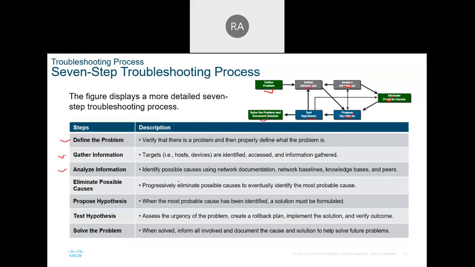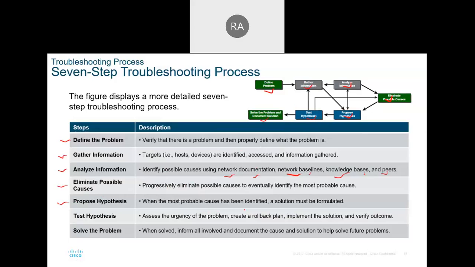Analyze the information. So you have to identify possible causes using your network documentation, your network baseline, knowledge bases, or peers. You ask questions from people around you: okay, have you been through this before, and so on and so forth. Then you eliminate the possible causes. So you progressively eliminate possible causes to eventually identify the most probable cause. So you do your elimination method.